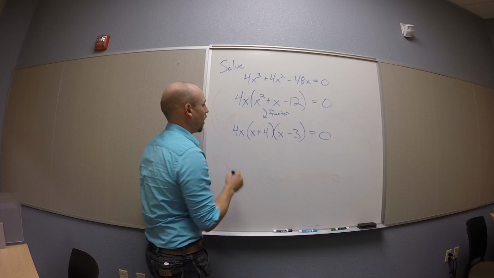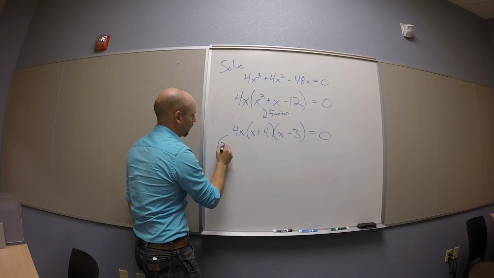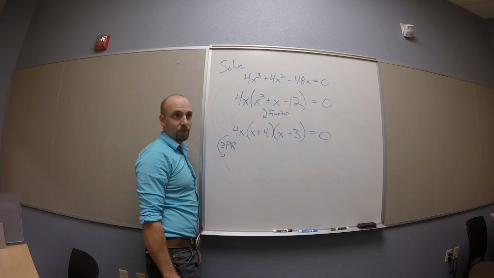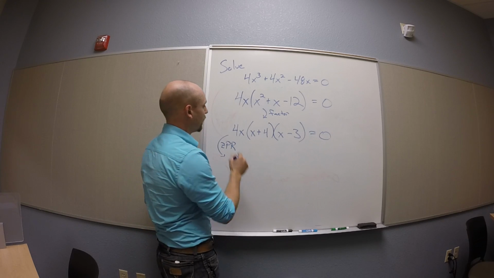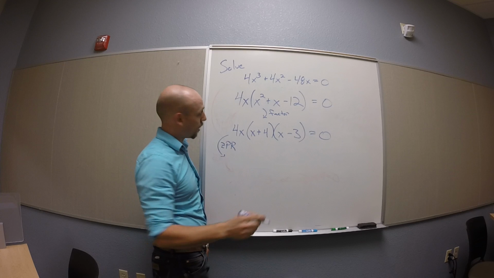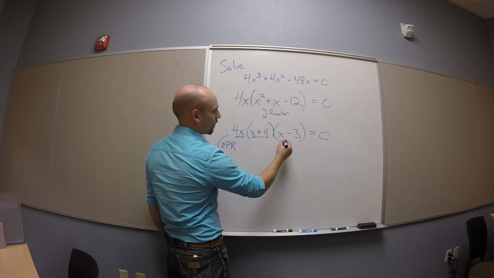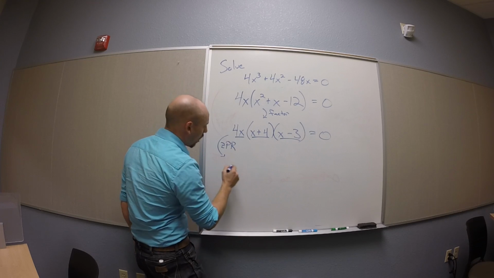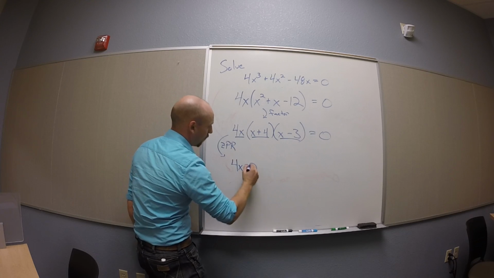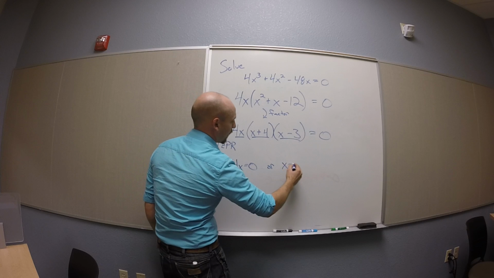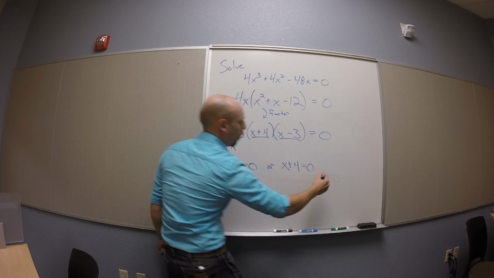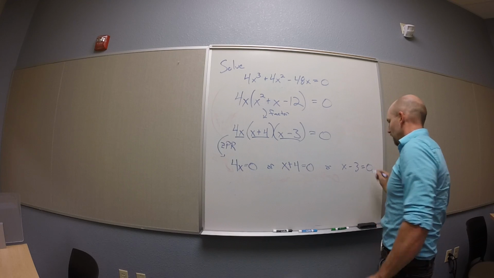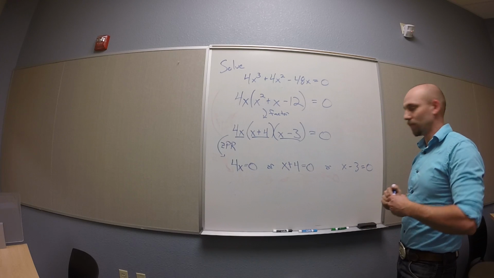So now I want to zero product rule this thing. Okay? So to zero product rule this thing, I take each of the pieces that's multiplied. So that's going to be this one, and that one. Set them equal to 0. So either 4x is 0, or x plus 4 is 0, or x minus 3 is 0. And now on all of these you want to solve.